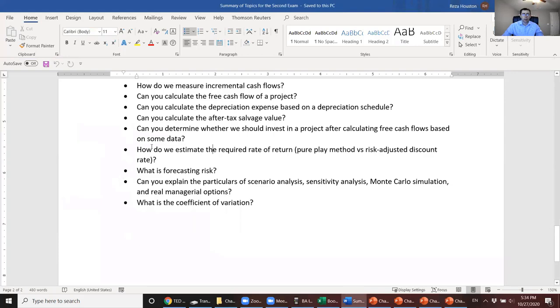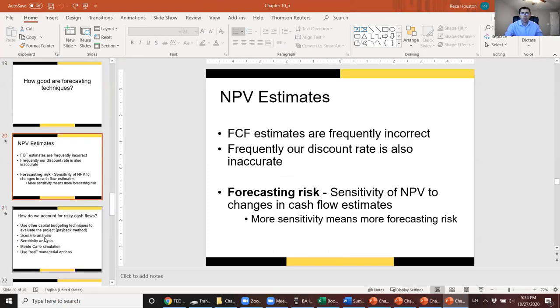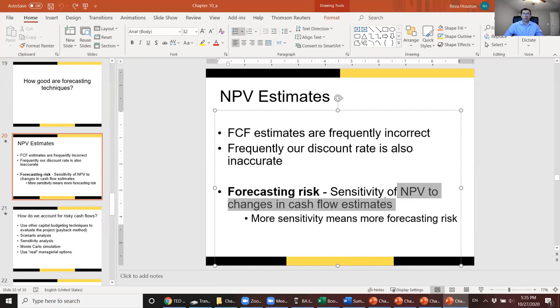Okay, what is forecasting risk? I mean, forecasting risk is literally the risk of the sensitivity of NPV to changes in cash flow estimates. Basically, what we do is we calculate the volatility of the, well, I shouldn't mention the coefficient of variation yet, but basically, there are some projects where it's going to be very difficult to estimate the cash flows. So these are going to be projects like investing in R&D to develop a new drug. I mean, there's a good chance that this drug does not pass FDA muster. It doesn't pass drug trials.